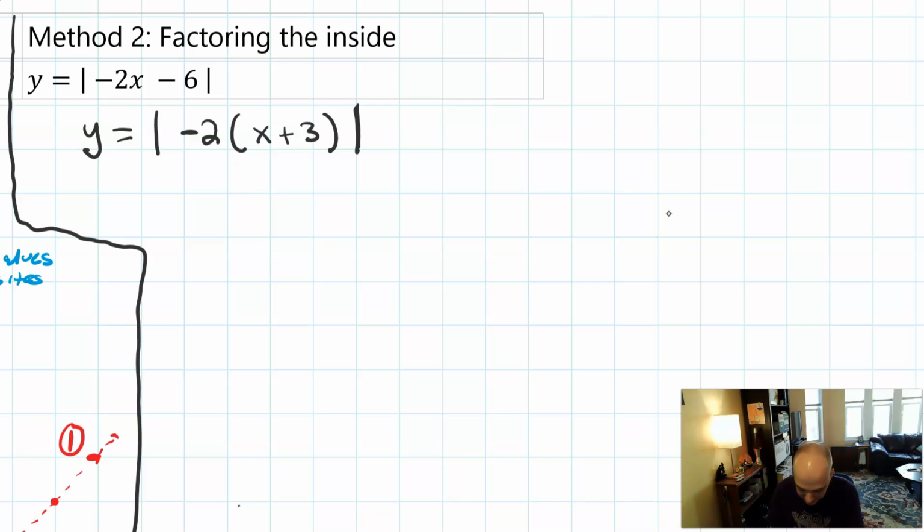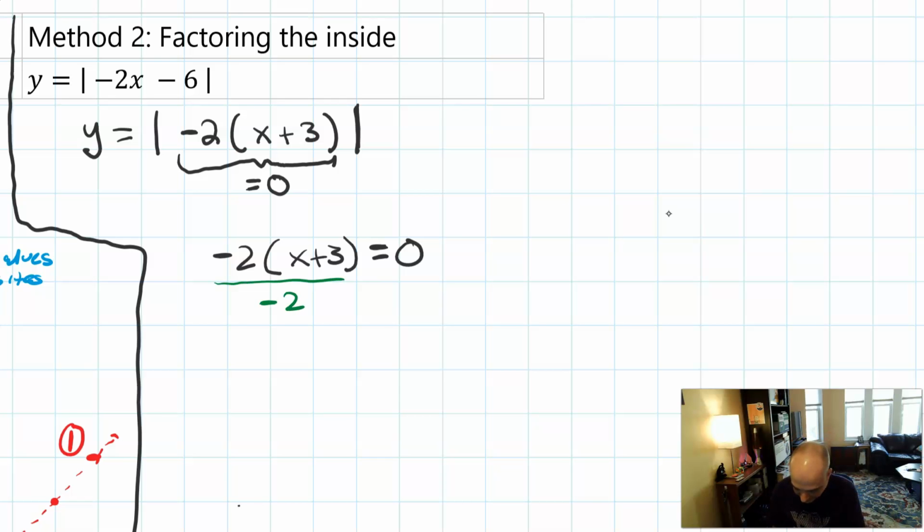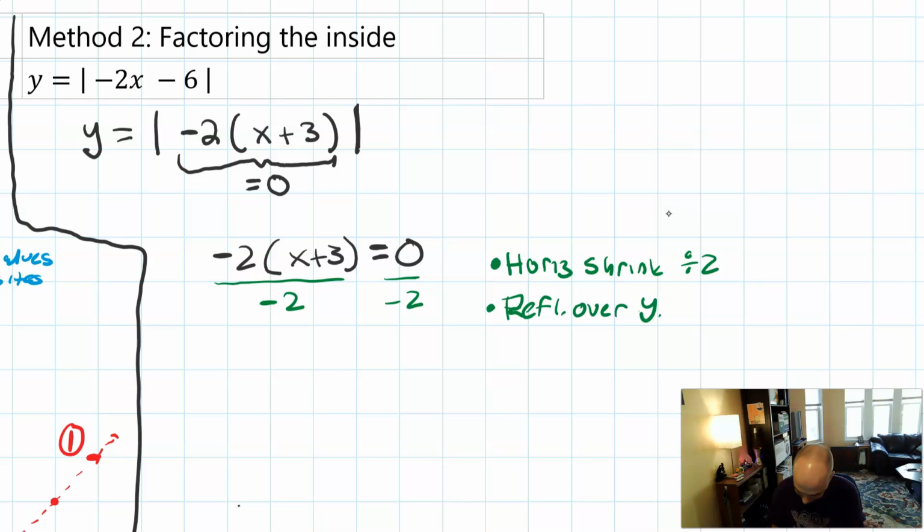Then I'm going to still do the same move. I'll take the argument here and set this equal to 0. So -2 parentheses x plus 3 equals 0. And I'm going to solve it keeping track of my steps. The first step, though, is going to be to divide out by -2. That's going to do the horizontal shrink and the reflection over the y-axis. And then the result is x plus 3 equals still 0.